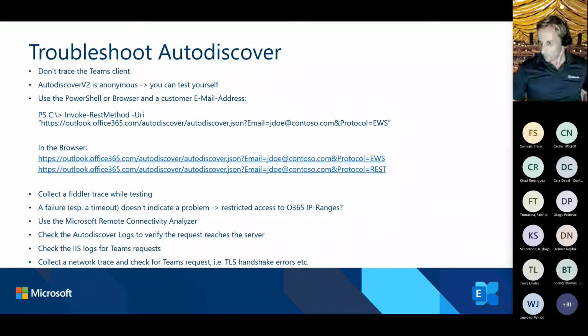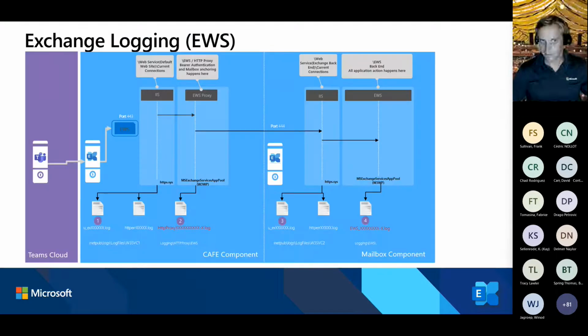If you want to look in the Autodiscover logs, for instance, let me quickly share an overview on the relevant log files on the Exchange on-premises part. You know, there's a lot of logging going on there. When the Teams request comes in, it hits the IIS first, and then we are hitting the Exchange services app pool, in that case for EWS, but it's the same for Autodiscover as well.